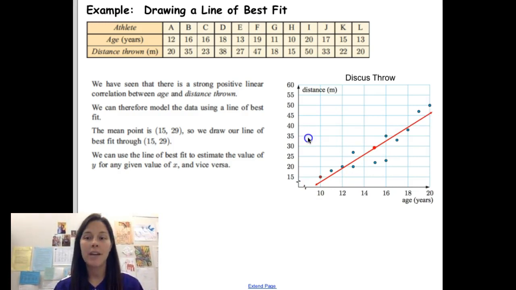So as you can see, we have about 7 data values above and only about 5 below. However, when you look, the data values that are above the line are a lot closer than the ones that are below. So I'm trying to balance the spacing as well as the number of data values.